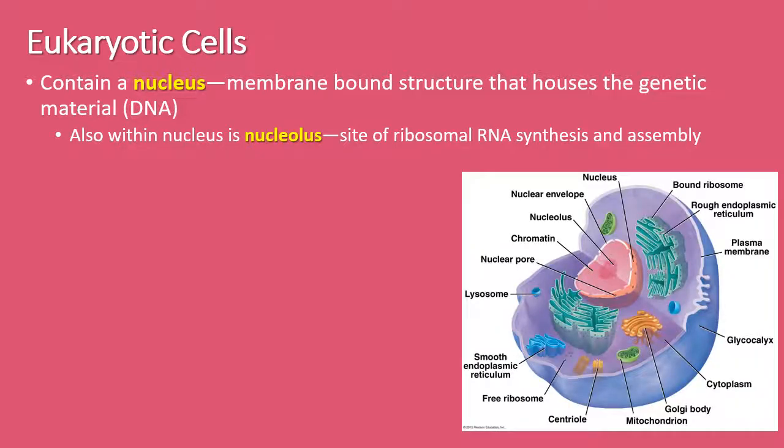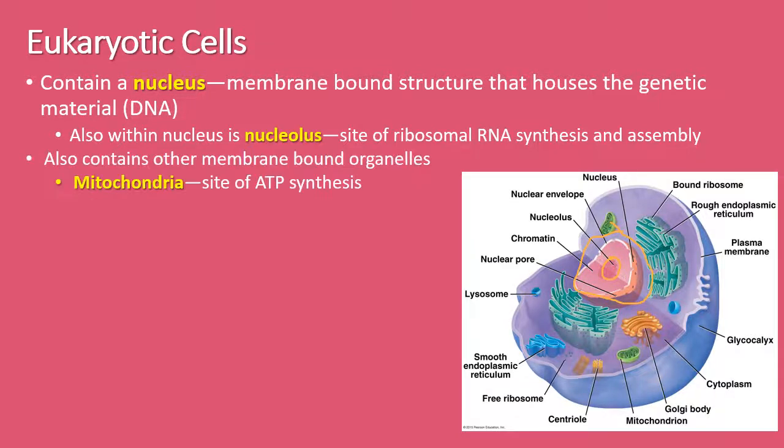So this is the picture of the eukaryotic cell in your book, and you can see here's the nucleus, and this little heavily stained structure here in the center is the nucleolus.